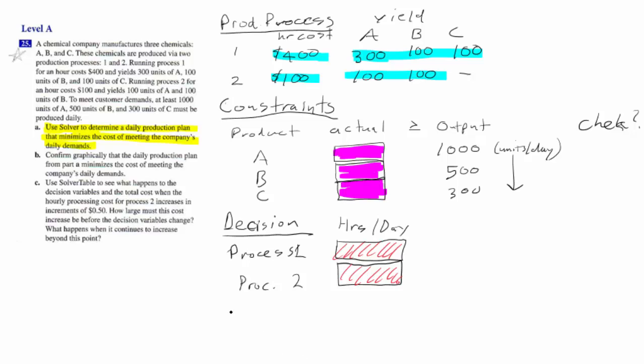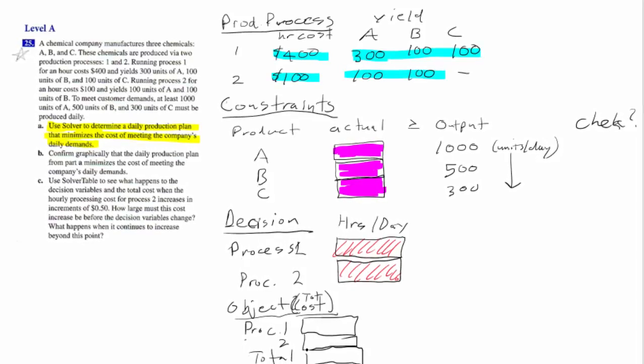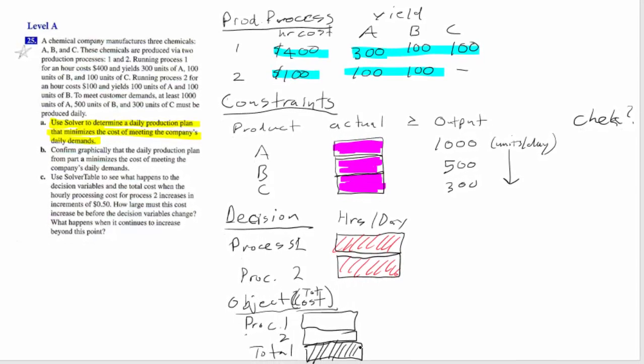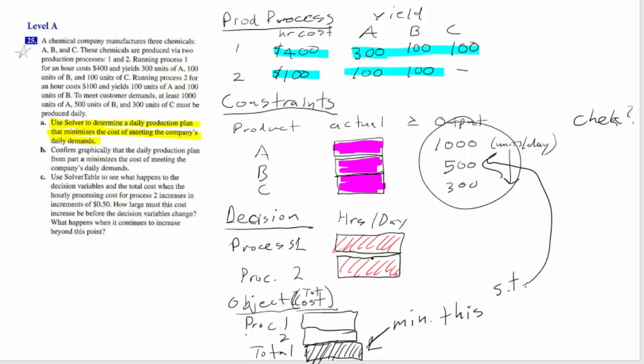And then finally the objective, which remember is cost. So I'm going to put process 1, and then a calculated box for that cost. Process 2, another calculated box, and then the total here, and that's the thing we're feeding into the optimization model. Remember, we want to minimize that. I'm telling the model to minimize this subject to this right here, given the relationship for the process.